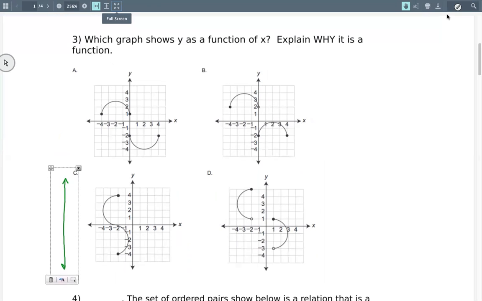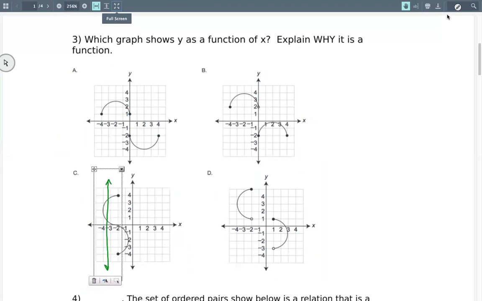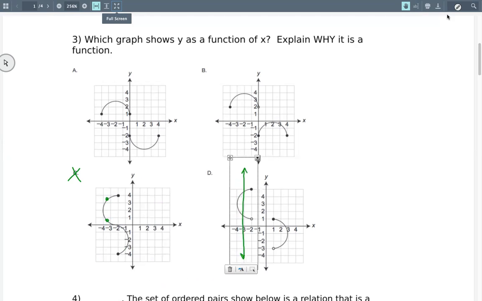So let's start down with C, because I want to leave A to talk about. So I noticed that it touches twice right there, up here and right here. So C is not a function. Likewise, D is not a function.